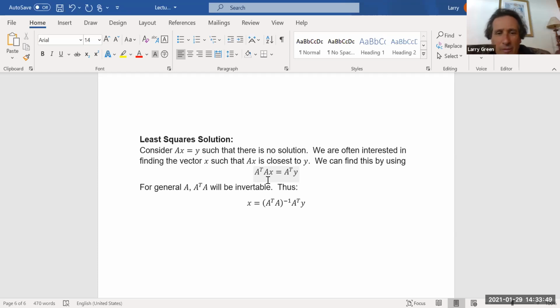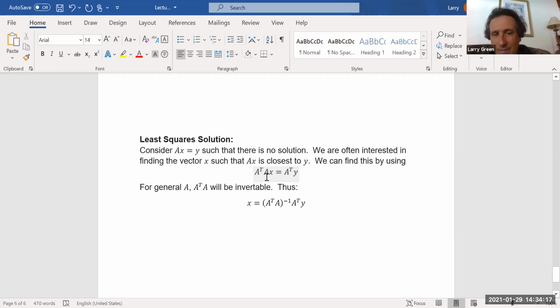Anyone know why that's helpful? We can find Y. We're actually not looking for Y. We're given Y. We're looking for X. The reason is A is not necessarily and not usually a square matrix, and if it's not a square matrix, it's much harder to do anything. On the other hand, A transpose A is always a square matrix.